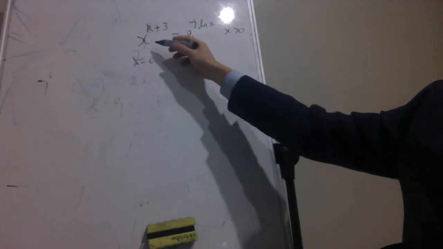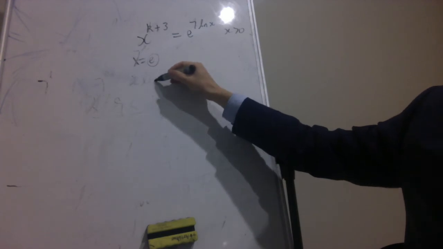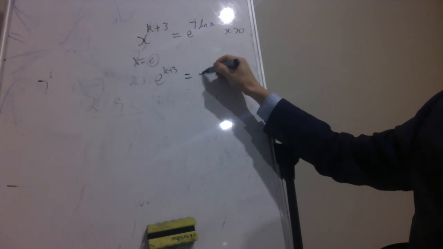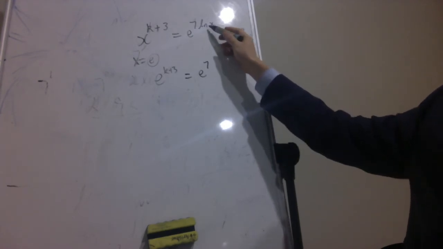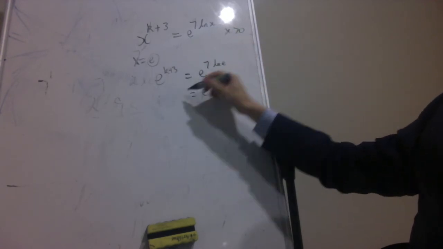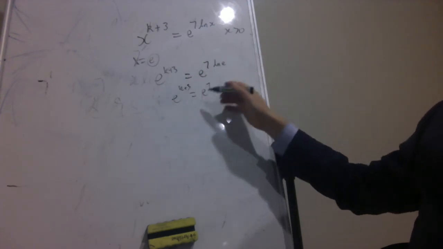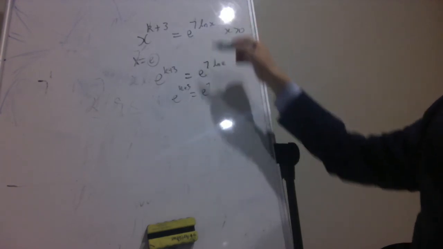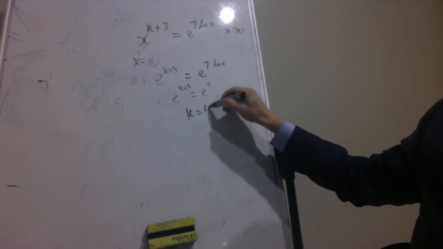Then e to the power of k plus 3 equals e to the 7 ln e. What's ln e? It's just 1, right? This is just e to the 7, so k plus 3 equals 7. So k equals 4. That will save you the difficult manipulation, but I guess you have to do something.